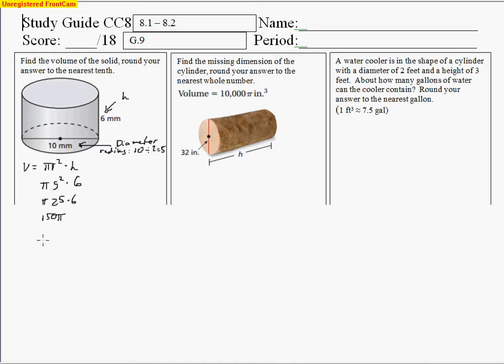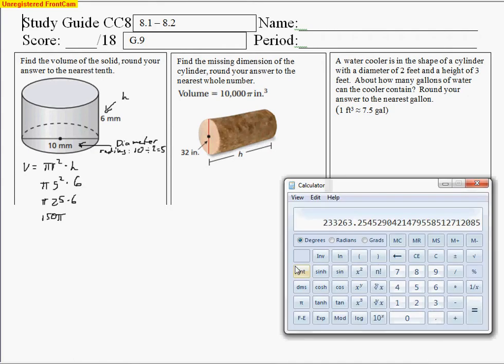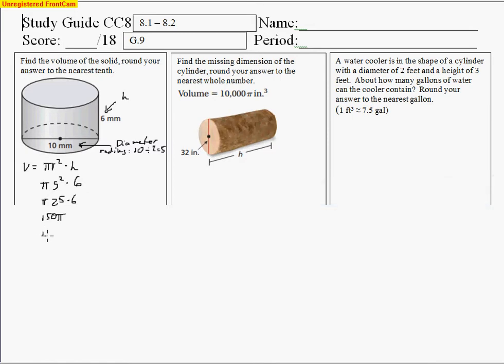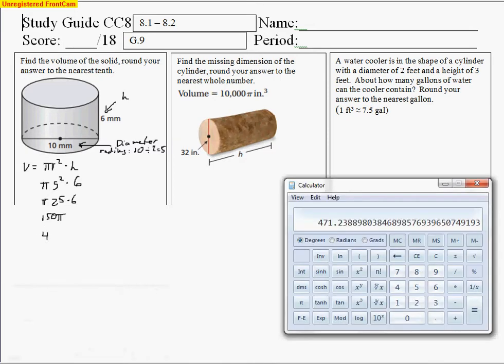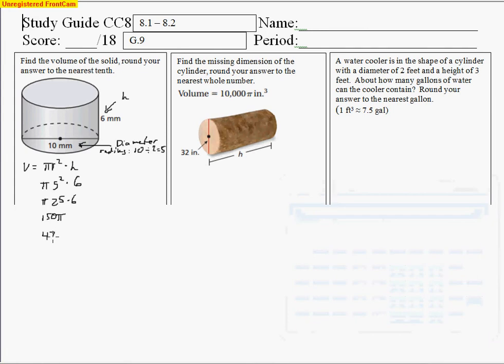Now we're going to approximate it by using the calculator, entering 150 times the pi symbol, and these are the numbers I get. I get 471.23. I rounded to the tenths place because it says to the nearest tenth, and that rounds down to 471.2 millimeters cubed. Make sure you have those correct units there, cubic millimeters.